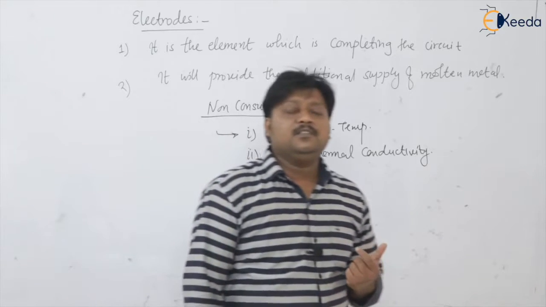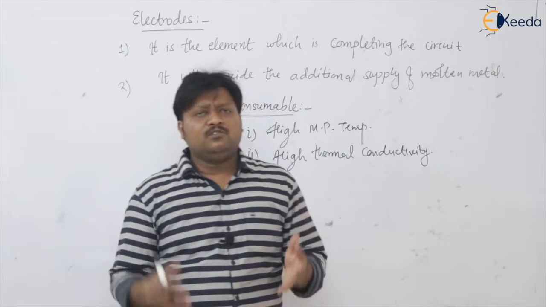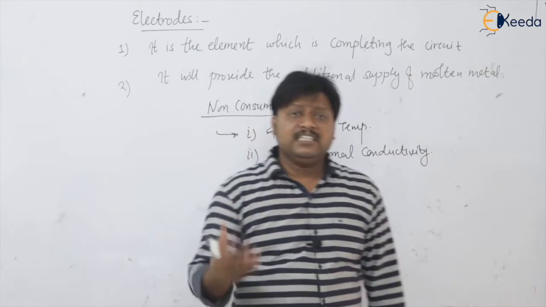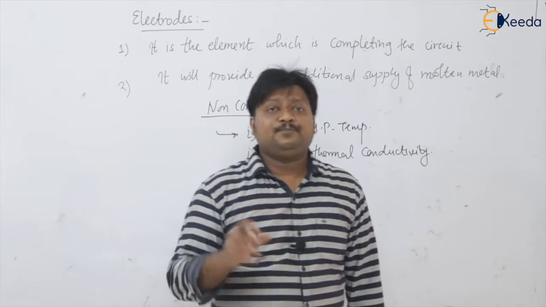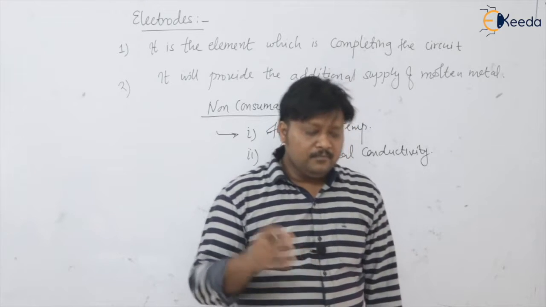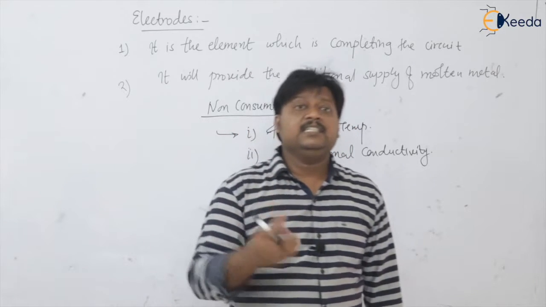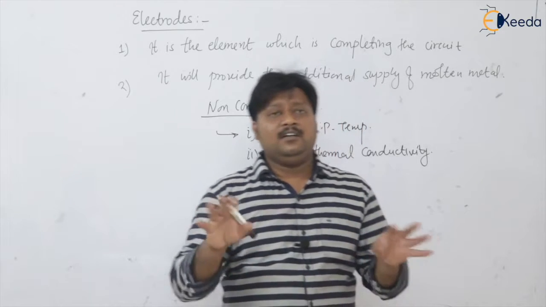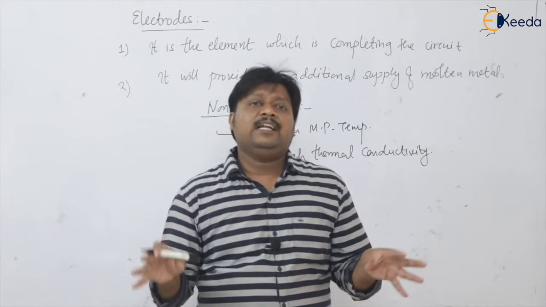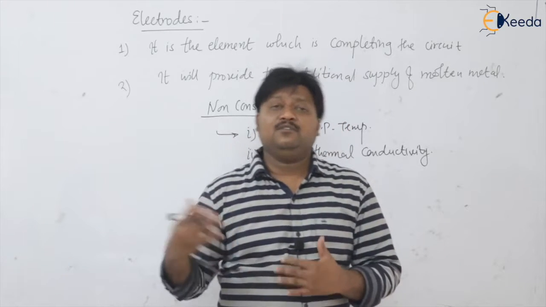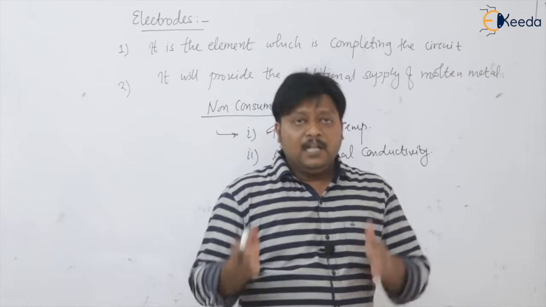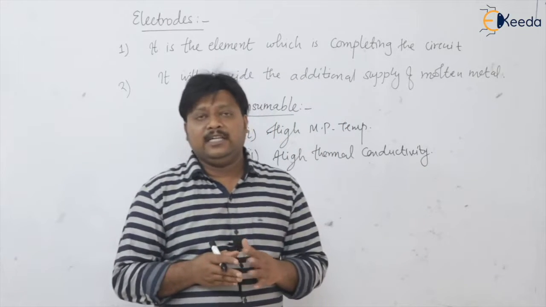So which are the non-consumable electrodes that we have? Very popularly we have tungsten, then we can also have graphite or carbon as non-consumable electrodes. But tungsten is suitable for both polarities. You can use direct current straight polarity, you can also use tungsten for direct current reverse polarity, but the remaining two are not like that.